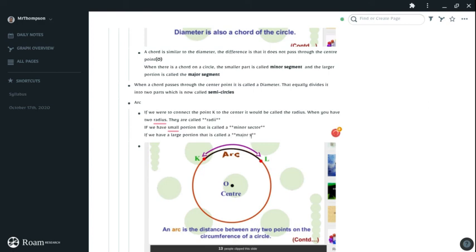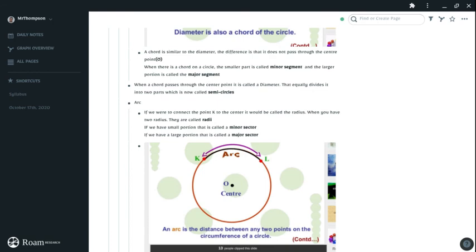Major section, right? And that's practically that for this section. So if we have the small piece of cake from the total amount of slices, that's called a minor sector. But if we take the whole cake that is left, that's called a major sector. And that's that for arcs.